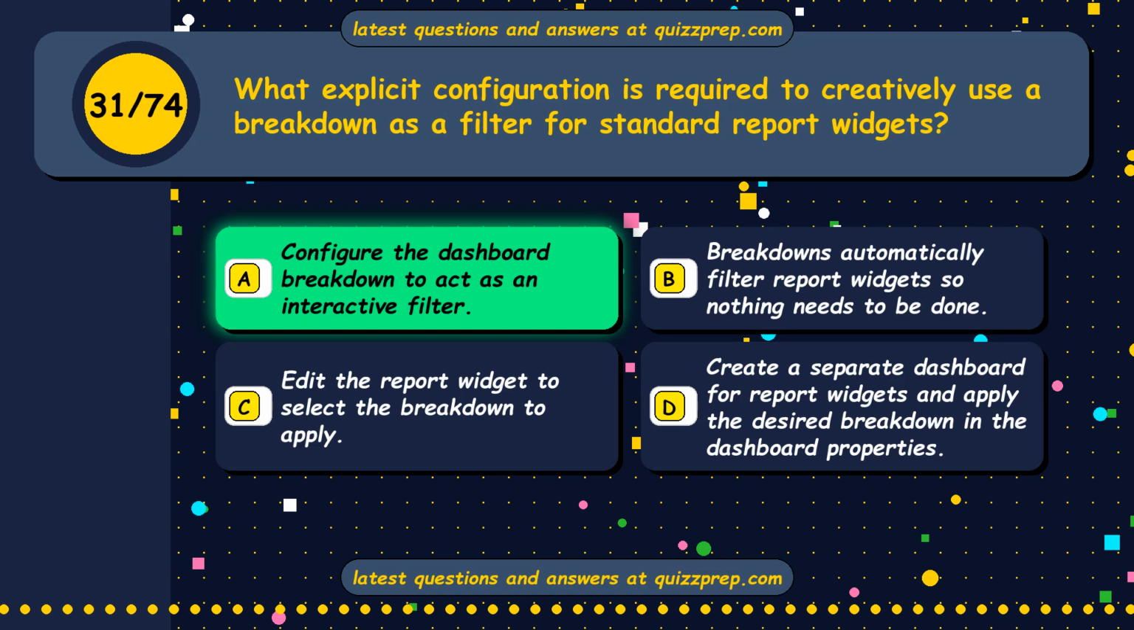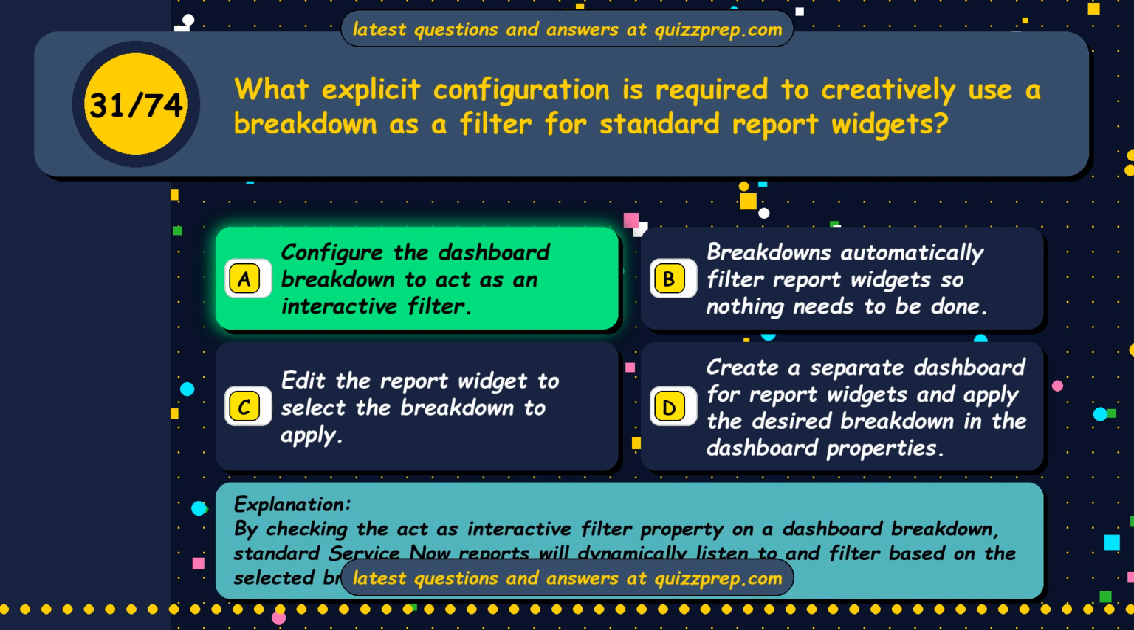The correct answer is option A, configure the dashboard breakdown to act as an interactive filter. By checking the Act as Interactive Filter property on a dashboard breakdown, standard ServiceNow reports will dynamically listen to and filter based on the selected breakdown element.